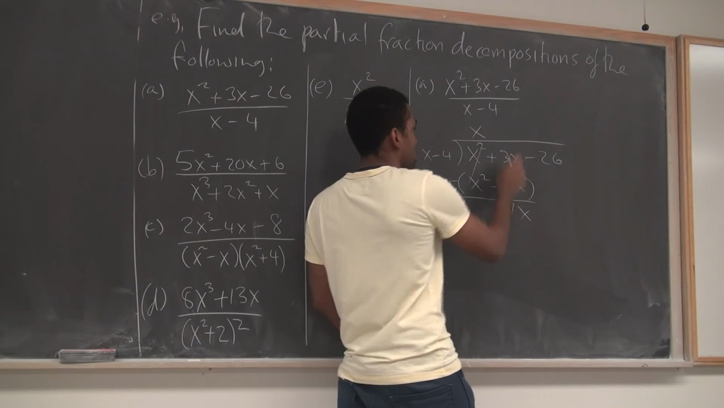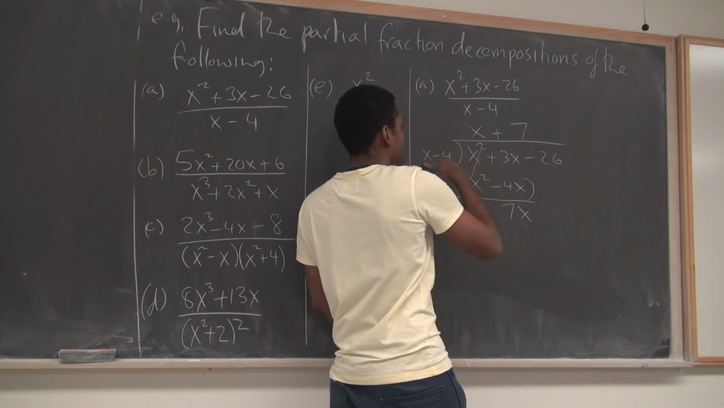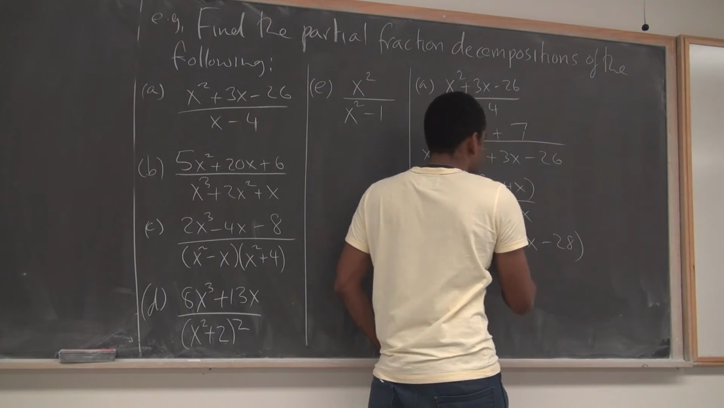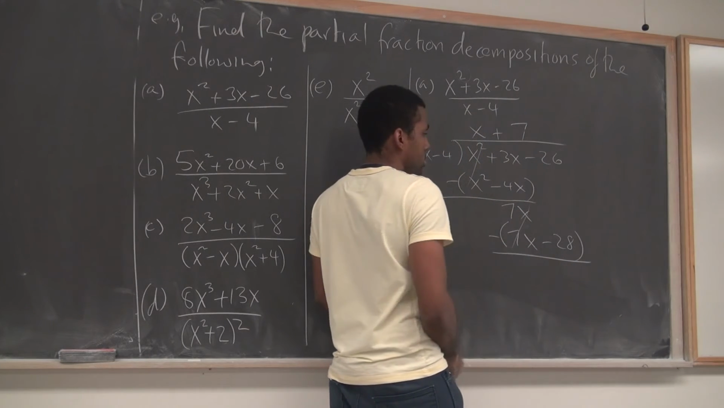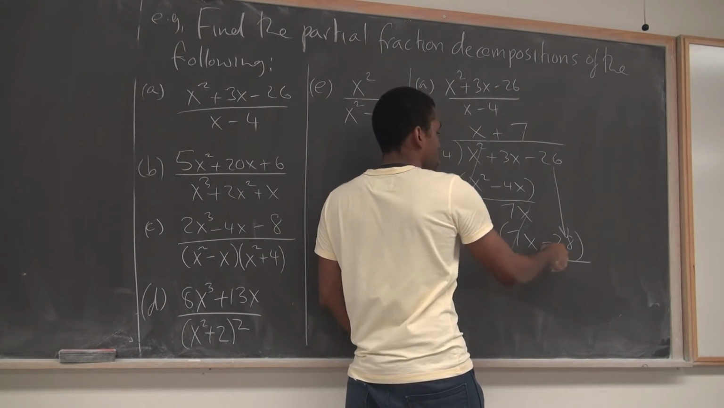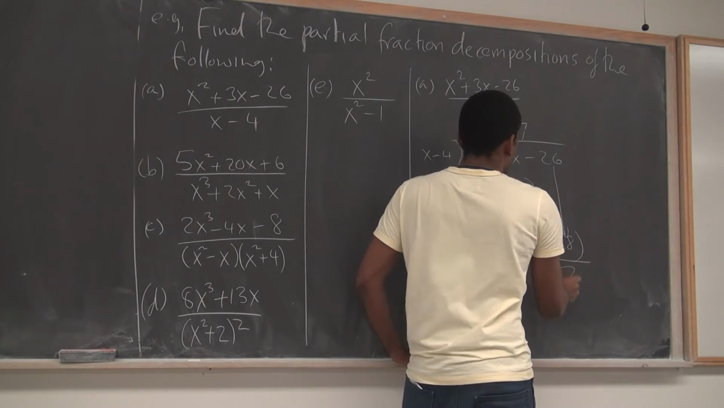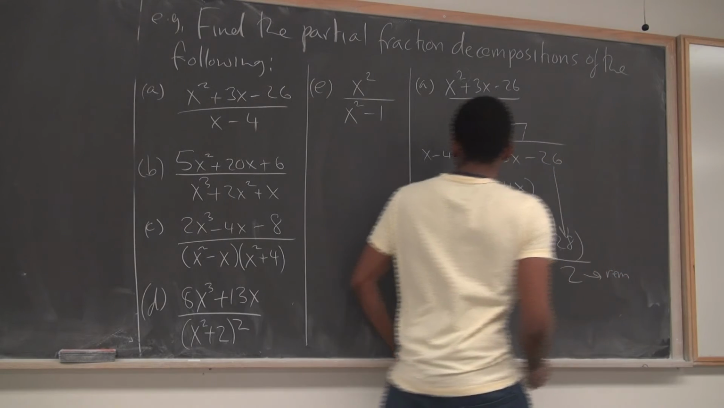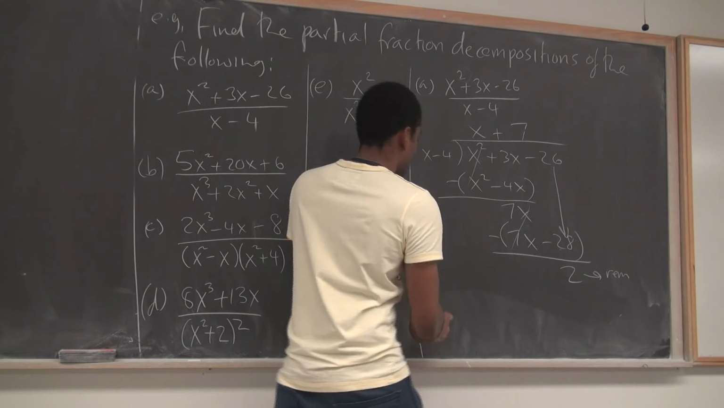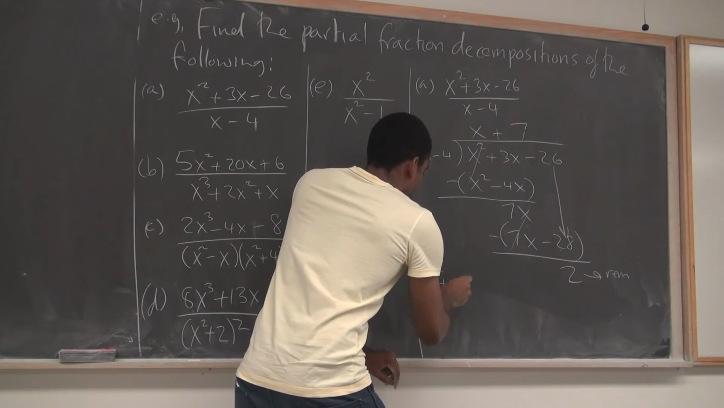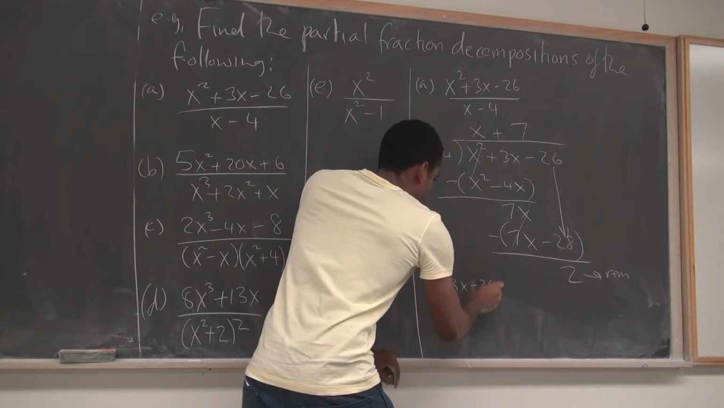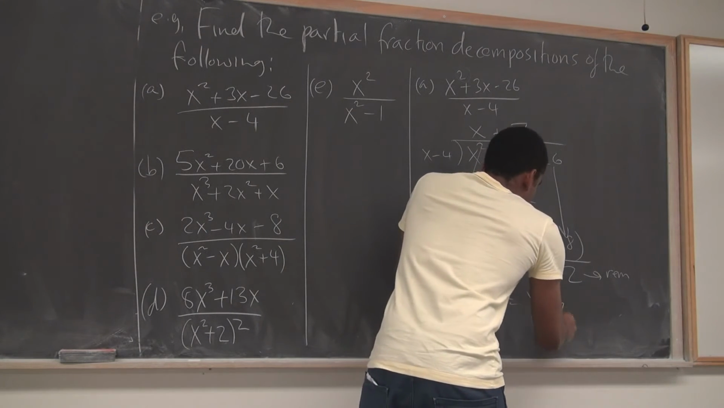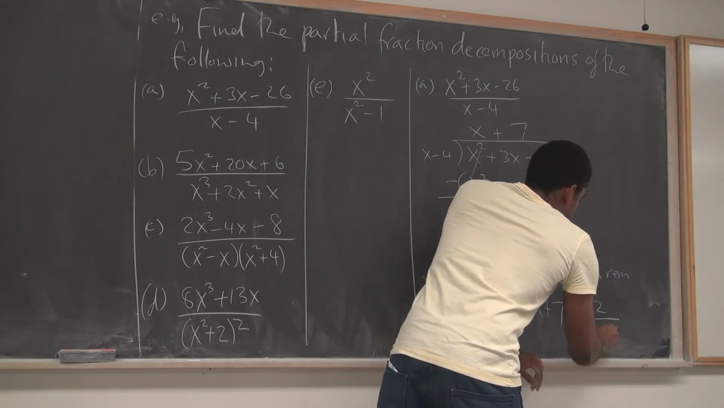x into 7x goes 7. 7 times x gives us 7x. 7 times minus 4 gives us minus 28. You subtract that. Now you have minus 26 plus 28, which is 2, your remainder. So now you would end up with x plus 7 plus 2 over x minus 4.